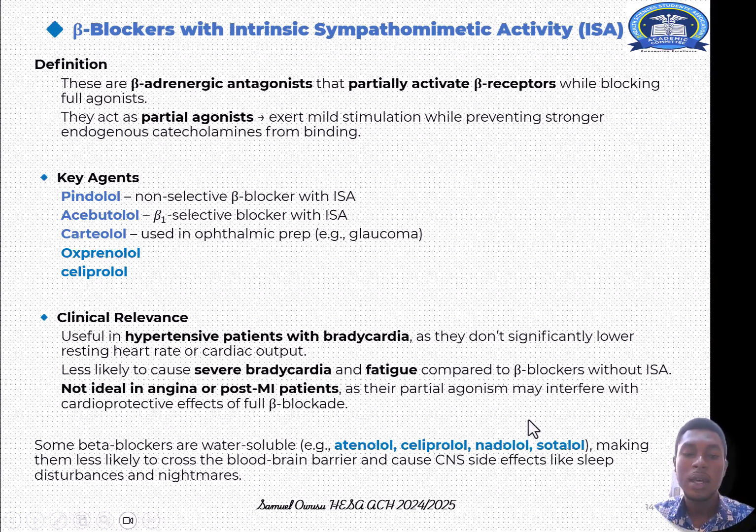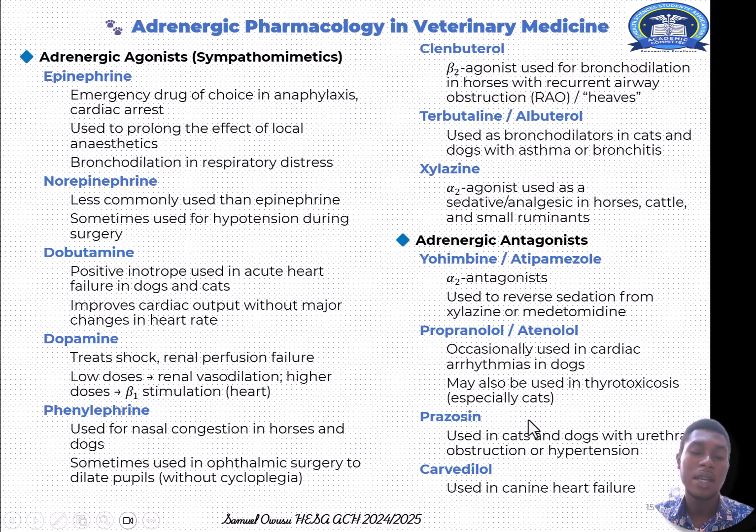Now, the next one we look at is adrenergic pharmacology, VET. All these drugs that we've mentioned, most of them are used in what? Veterinary medicine. If you take something like epinephrine, epinephrine is used in what? Anaphylaxis, or if a patient comes and is having cardiac arrest, we use it in veterinary medicine. Norepinephrine too is also used.